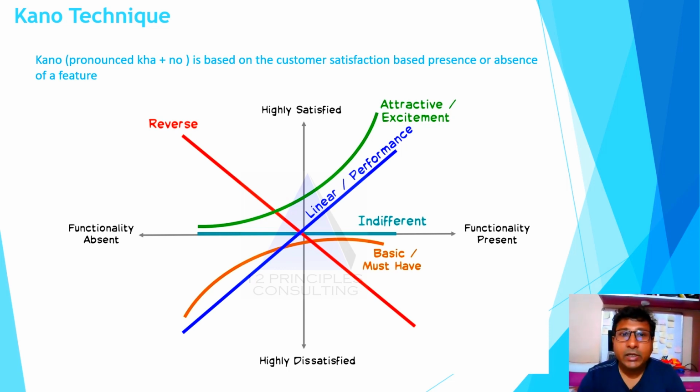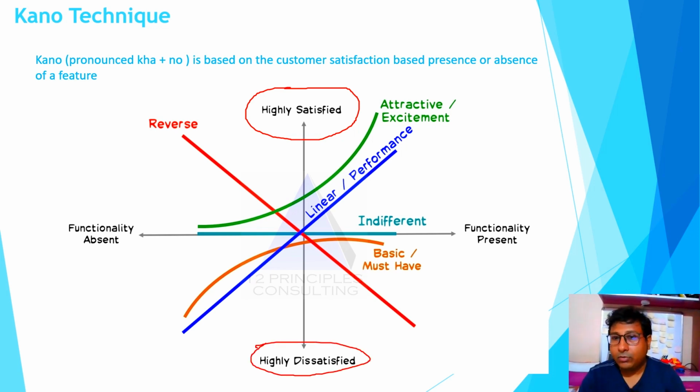Here Kano technique is basically talking about the customer satisfaction. If you are implementing a product, and inside that product you are implementing certain feature, how satisfied the customer is. So it can be classified in two axes, right? X-axis and Y-axis. The upper half of the Y-axis is talking about highly satisfied, okay, and the lower half is talking about highly dissatisfied, okay.